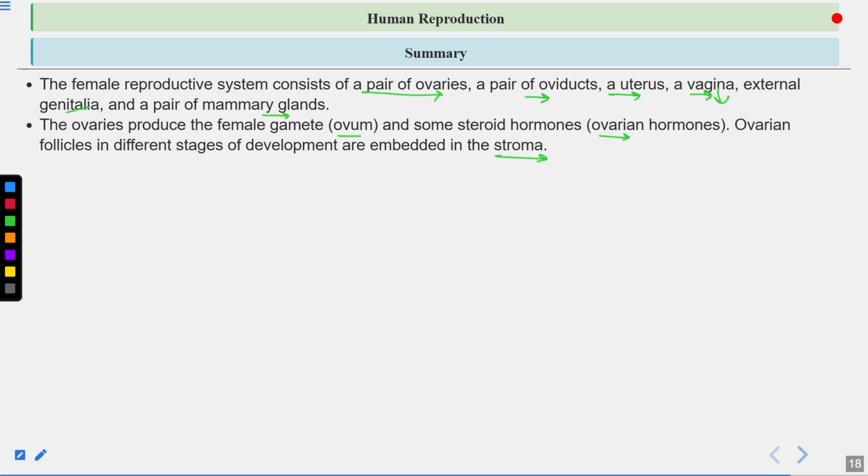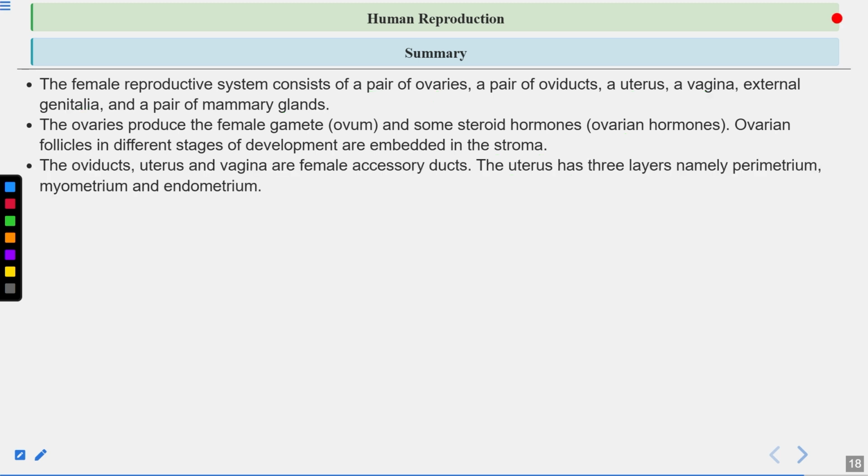Ovarian stroma consists of ovarian follicles in different stages of development. So there is a primary stage, secondary stage, tertiary stage, and Graafian follicle. We'll talk about this in our next sessions. The stroma also contains blood vessels. Then oviduct, uterus, and vagina are the female accessory ducts. So you have to remember, a question can come from here.